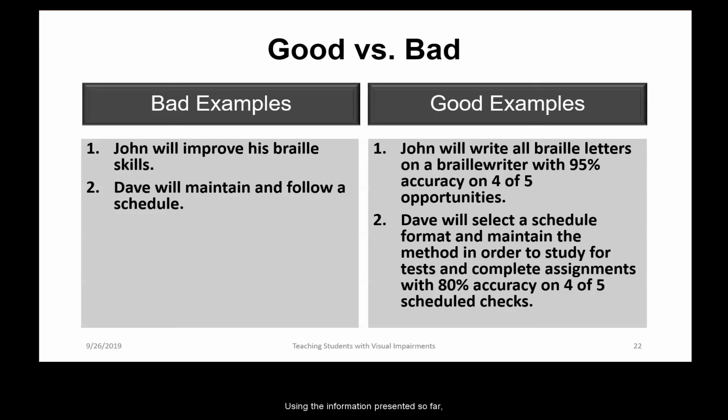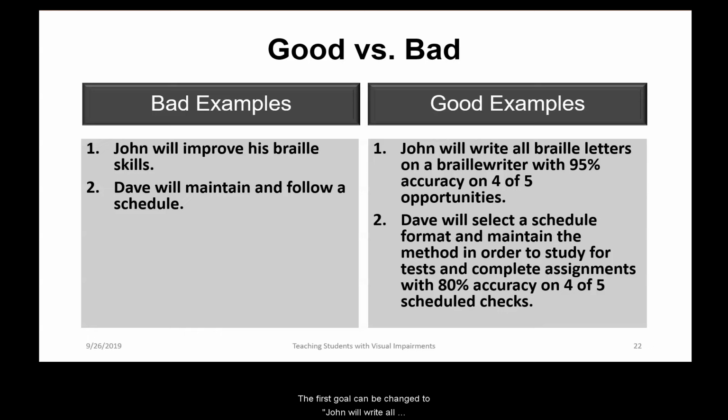Using the information presented so far, let's compare goals to see what makes a good goal and what makes a bad goal. John will improve his Braille skills, and Dave will maintain and follow a schedule. Are bad examples. Although they specify the student's name, and that's great, hopefully it's the right name, they are vague and not something that can be measured. There is no way from looking at these goals when they would be achieved. These goals can be tweaked to make them smarter by specifying the target behavior, condition, and the criteria for success.